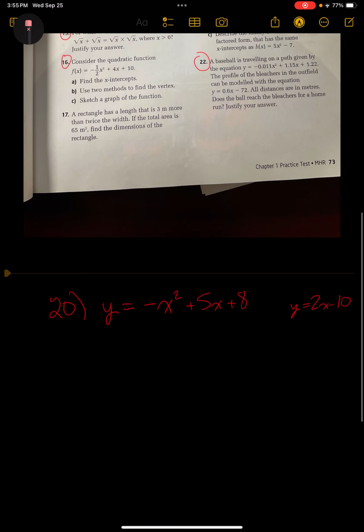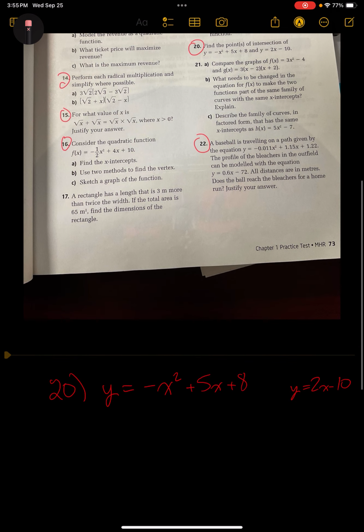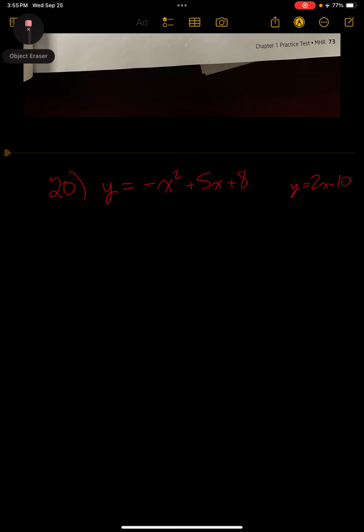So we're looking at question 20. Question 20 asks us to find the points of intersection between this parabola right here and this line right there. The way you do that is, at any points of intersection, y is going to equal y for both systems, and x is going to equal x.